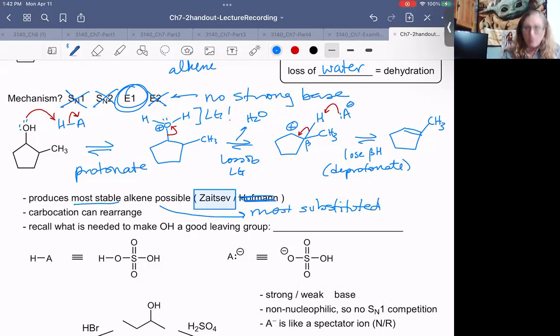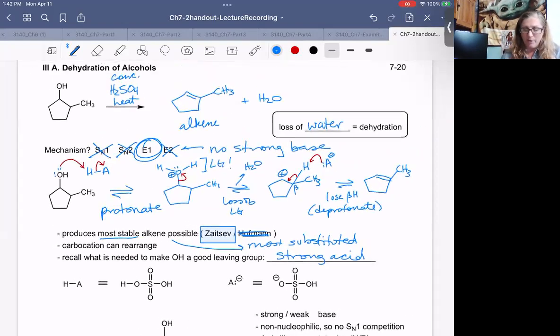Okay, and so how is it that we made OH a good leaving group? Hydroxide is not a good leaving group. That would never leave in a mechanism like this. But the way we made a good leaving group is by reacting with a strong acid. So using a strong acid like H2SO4, these are always acidic conditions. And that's how we made it a good leaving group, turn it into water.